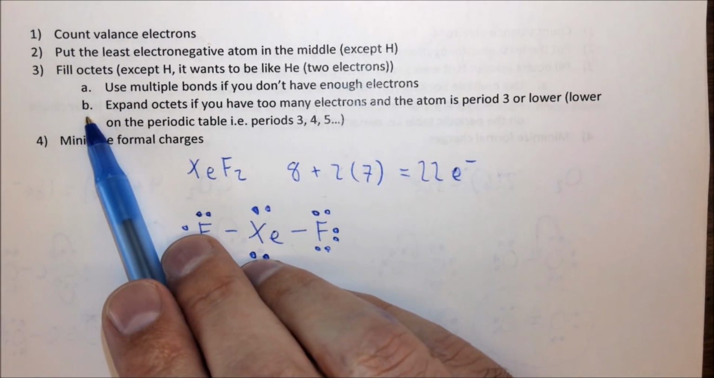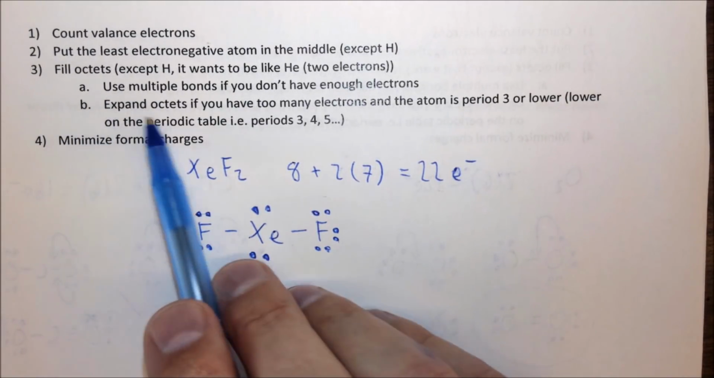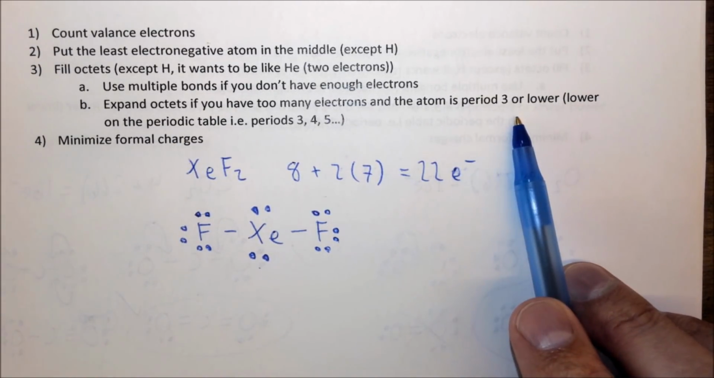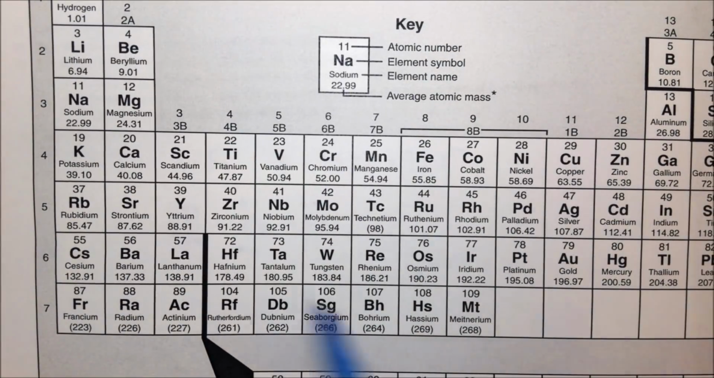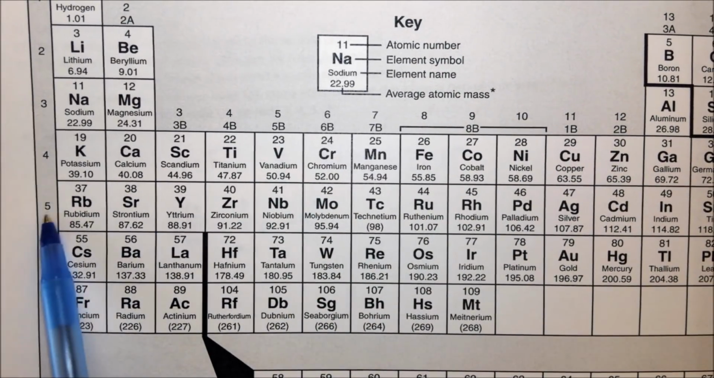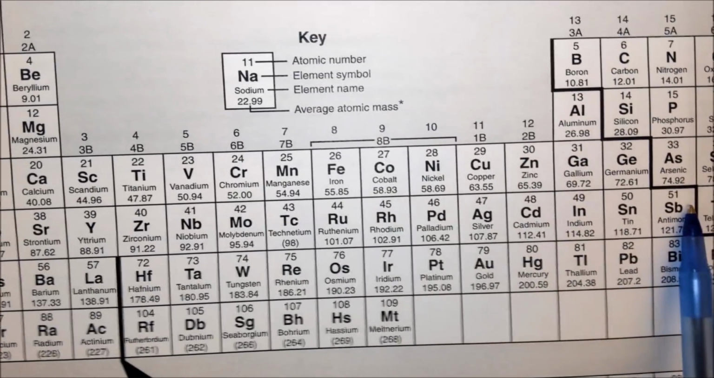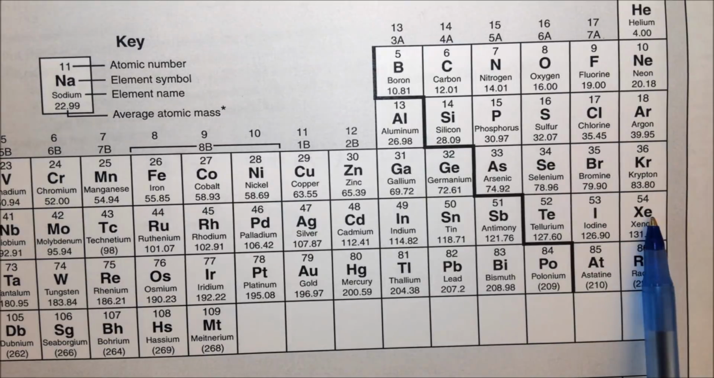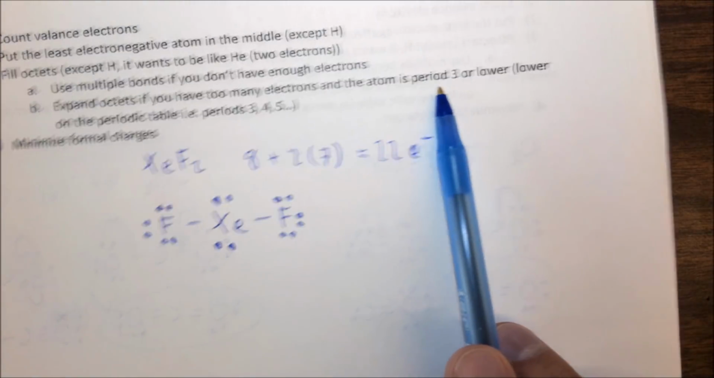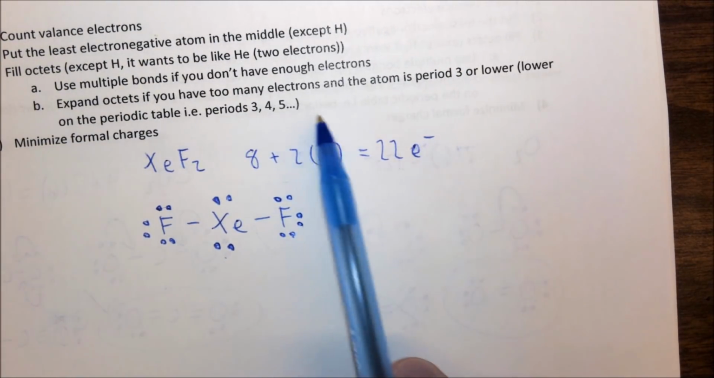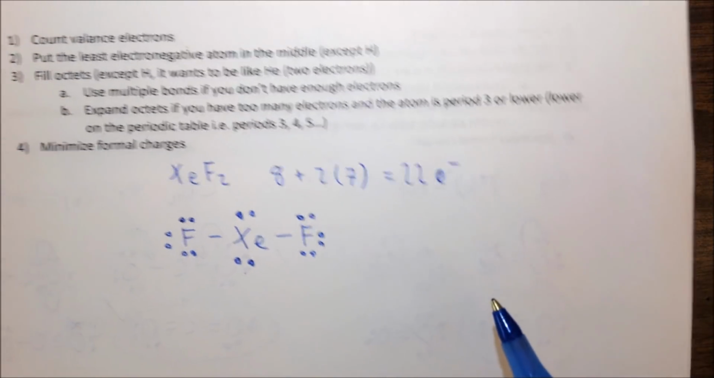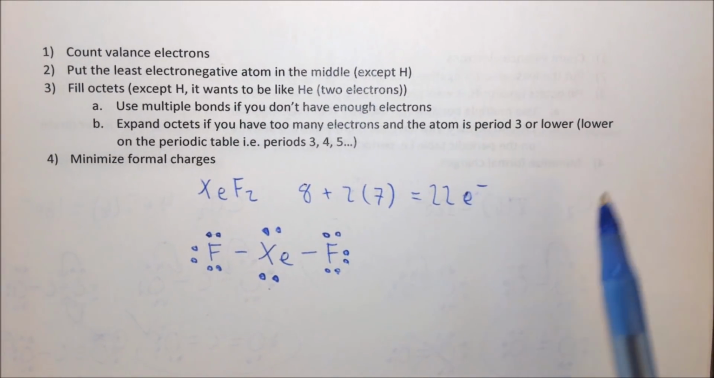This leads us to Rule 2b. Expand octets if you have too many electrons and the atom is period 3 or lower. So if we look at the period number, we will find that xenon, you can't see it here, but xenon is in period 5. So period 3 or lower means lower on the periodic table, so periods 3, 4, 5. So xenon is a big enough atom and is capable of expanding its octet.